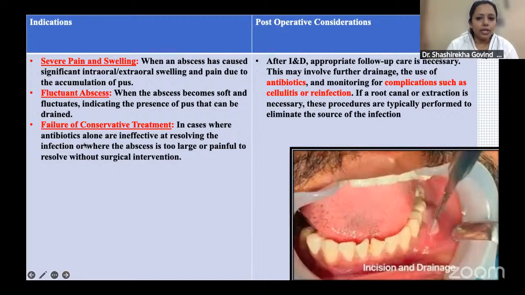Then come the indications for incision. When there is severe pain and swelling, a fluctuant abscess, or failure of conservative treatment, you have to give the incision. After that, you have to follow up. You need to give broad spectrum antibiotics, followed by analgesics, as well as a chlorhexidine mouthwash.